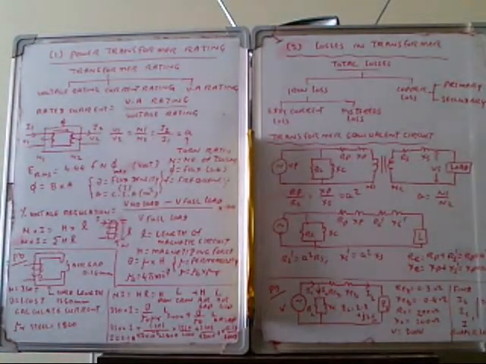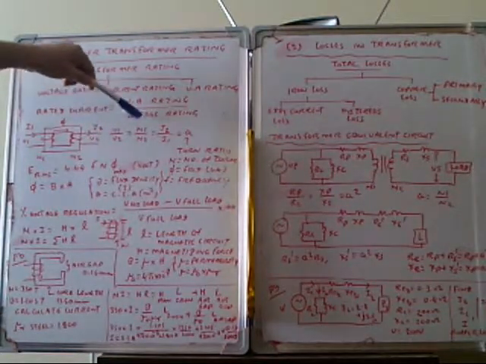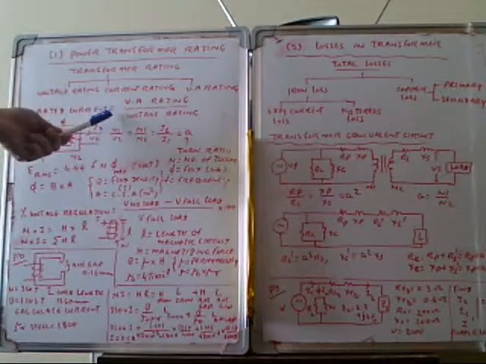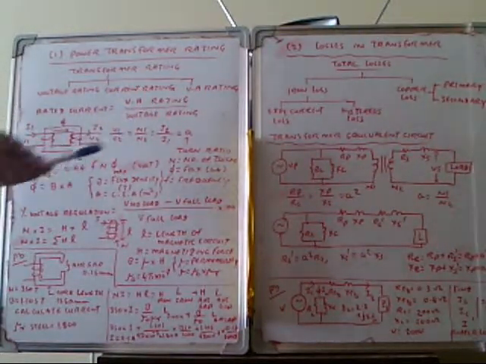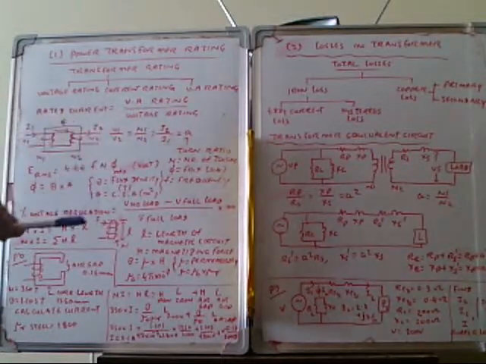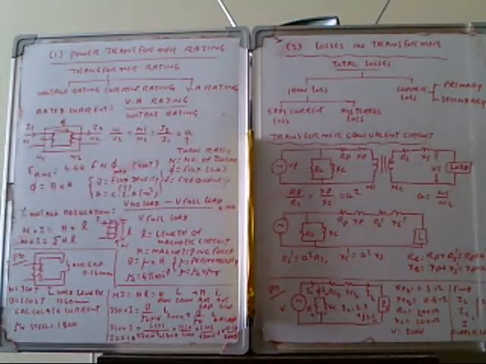voltage will be produced. So V1 by V2 equals N1 by N2 equals I2 by I1 equals a. So the primary voltage divided by the secondary voltage is equal to the primary number of turns divided by the secondary number of turns, equal to the secondary current by the primary current, which is a. a is the turn ratio.